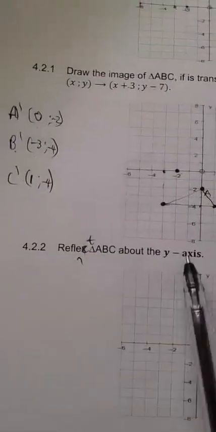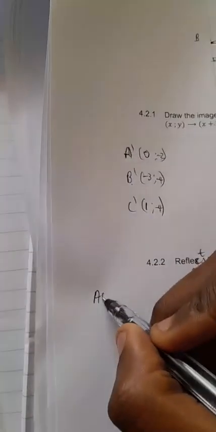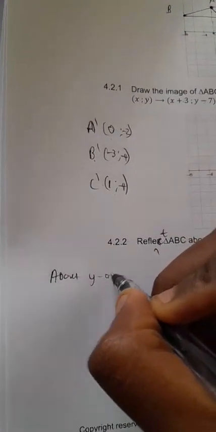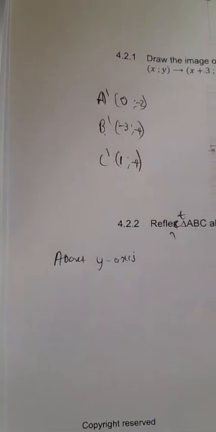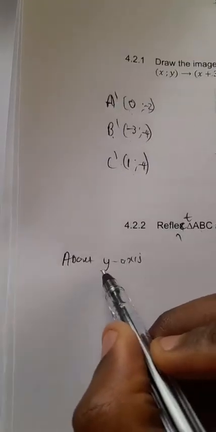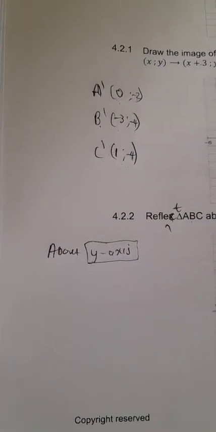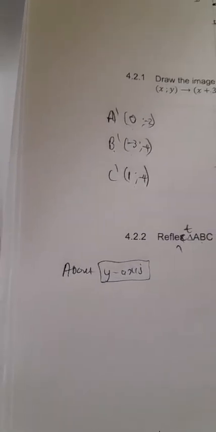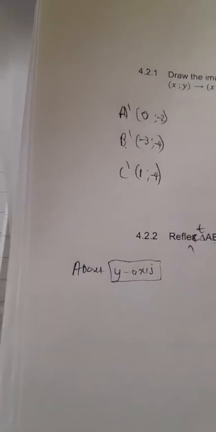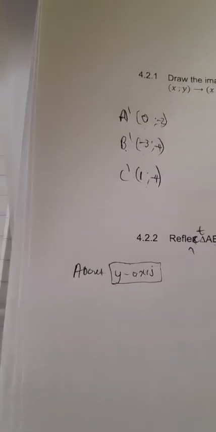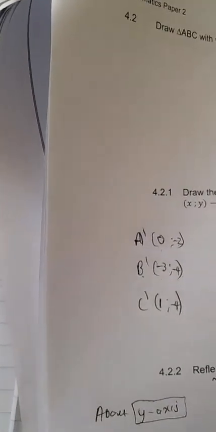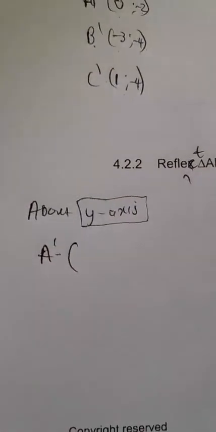Reflect triangle ABC about the y-axis. When we say reflect about the y-axis, according to what I explained earlier on, what did I say it means when we reflect about the y-axis? It simply means we are going to change what? We're going to change y. No, guys, we're not going to change y. We're going to change x, okay? The sign of x is going to change. So this is a matter of writing the new image for the reflection about the y-axis.